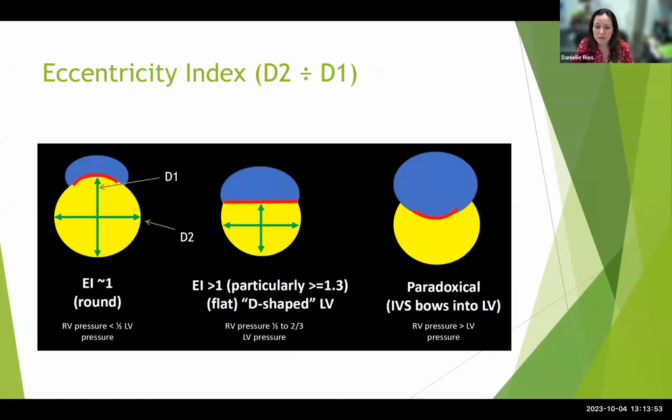In the usual round configuration on the left-sided figure, the eccentricity index is about 1. An eccentricity index of greater than or equal to 1.3 is indicative of an estimated RVSP of more than half systemic. So in the middle image, you can see that it's now a D-shaped LV in this case. As the RV pressures continue to increase to suprasystemic, paradoxical bowing into the LV will be apparent, and the eccentricity index will continue to increase, and that's shown on the right.